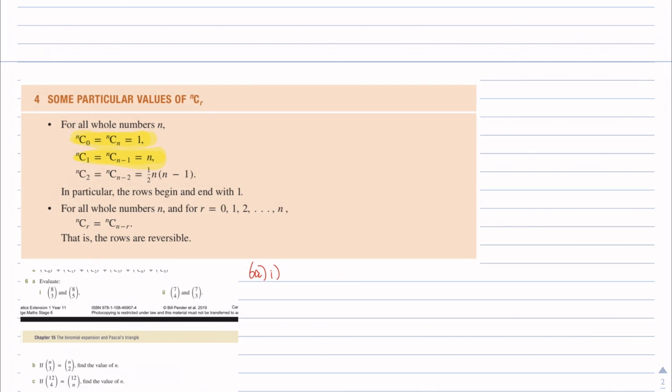If I've got 10 things and I'm trying to choose one of them, there's 10 ways to do that. If I've got 10 things and I'm trying to choose 9 of them, there's 10 ways to do that because it's the same as leaving one of them out. And then this one, slightly less useful, to be honest.